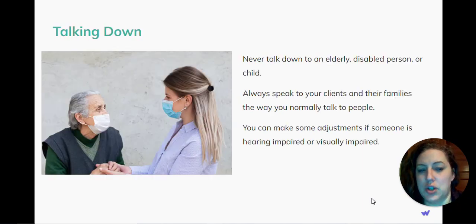Never talk down to an elderly, disabled person, or child. Always speak to your clients and their families the way you normally talk to people. If needed, you can make some adjustments if someone is hearing impaired or visually impaired.